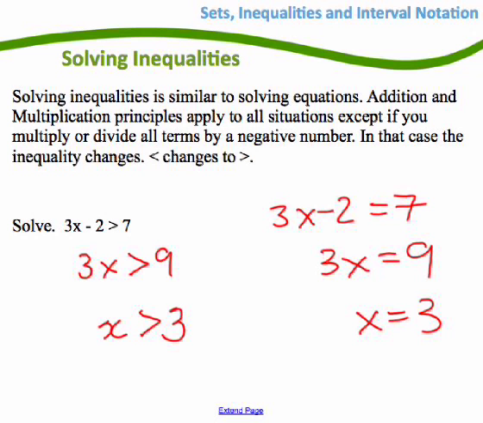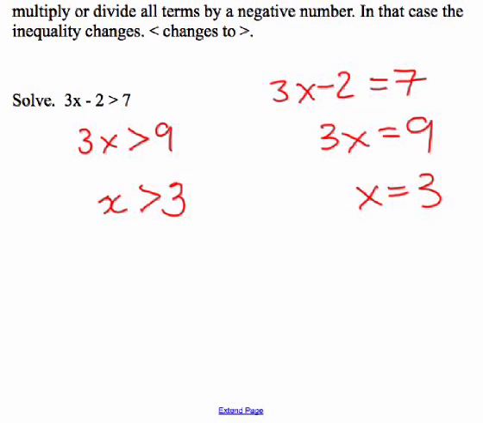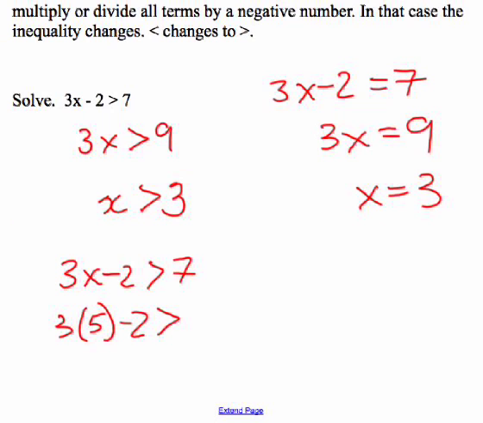Let's test that and just see. So let's pick a number greater than 3. How about 5? Let's plug a 5 in. So if I take the same inequality, 3x minus 2 is greater than 7, if I plug a 5 in, the statement that I have here must be true. I just picked that because it was bigger than 3. I could have picked 10. 3 times 5 is 15. 15 minus 2 is 13. So is this statement still true? 13 is greater than 7? Sure enough, works.